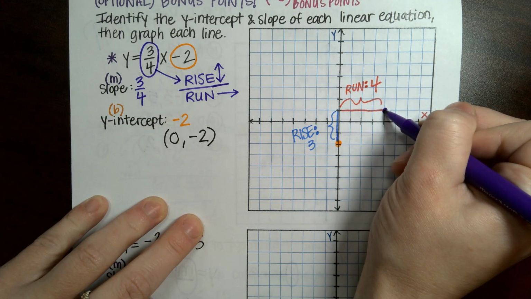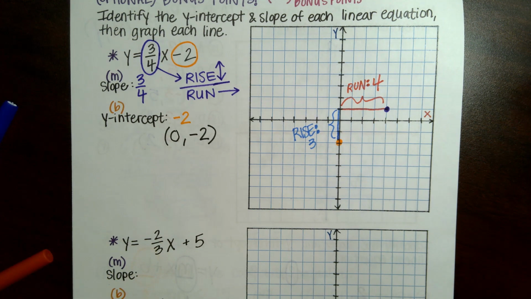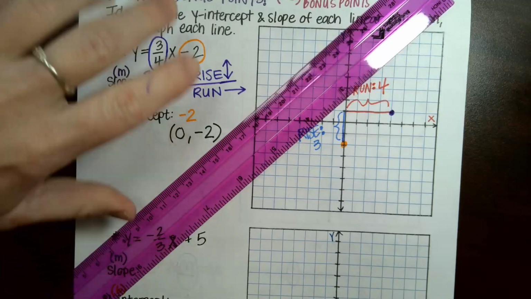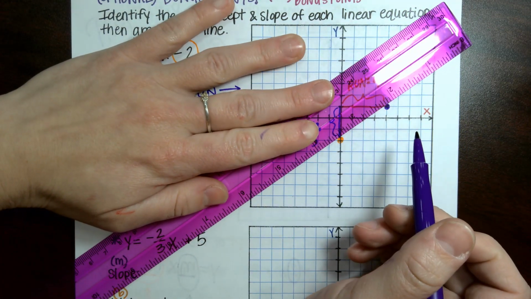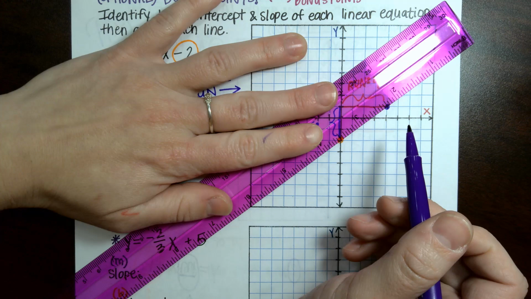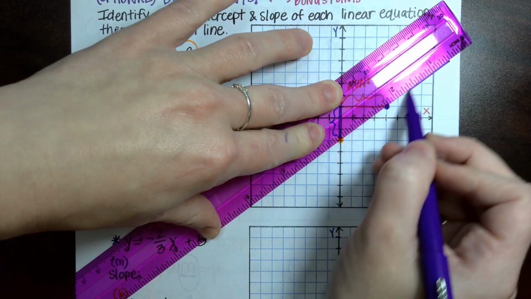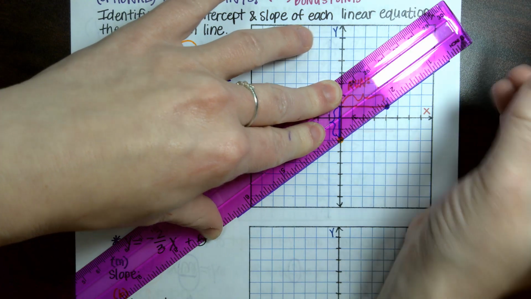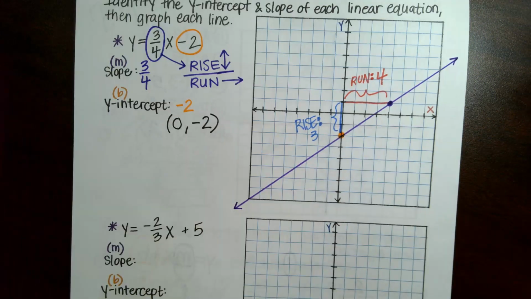Perfect. So remember, the slope of a line is just telling us how steep it is. Now that we know how steep it is, 3/4, we can connect the dots and we just graphed a line. There you go. That's your line.